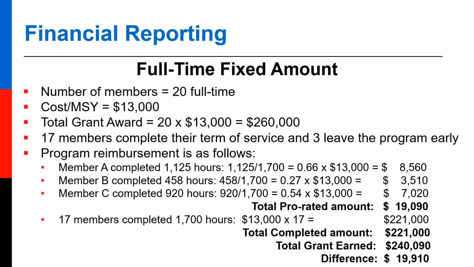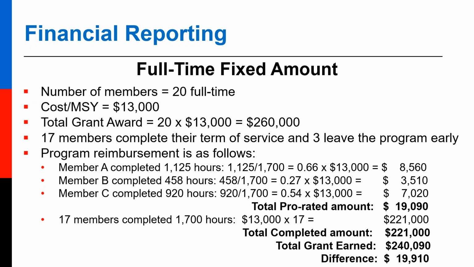$13,000. So their total grant is $260,000. They have 17 members complete their term of service and 3 leave the program early. And the program would only be reimbursed as follows. So if we skip down and look at those 17 members that completed their service, you take 13,000 times 17, and they equal $221,000 that the program is being reimbursed.